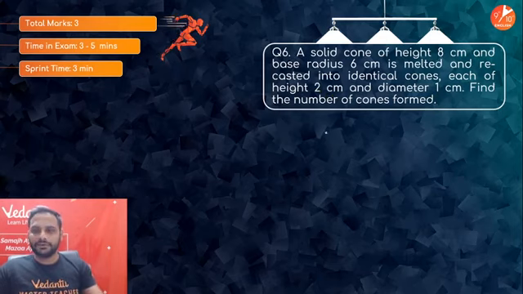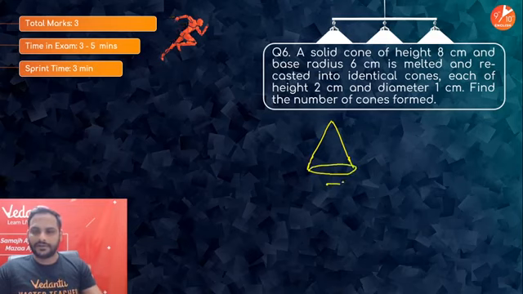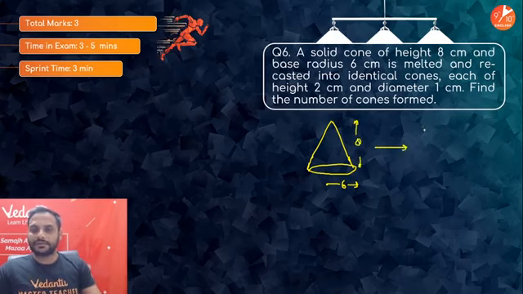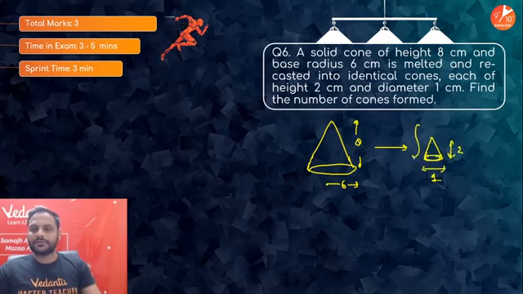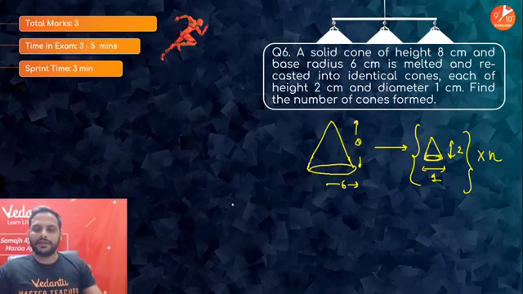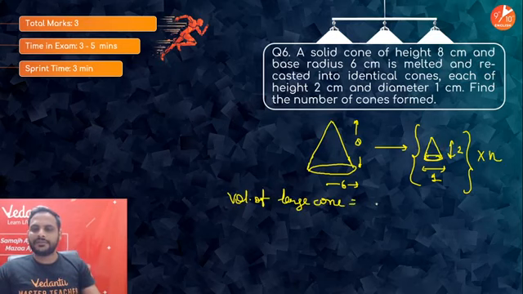Alright, so we have a big solid cone of height 8 and radius 6. Something like this. This is converted into identical, equal cones, each of height 2 centimeter and diameter 1 centimeter. So how many cones are formed? Let us say n cones are formed. So I can say that the volume of this one large cone before melting is equal to the volume of n small cones, because the amount of material remains the same.